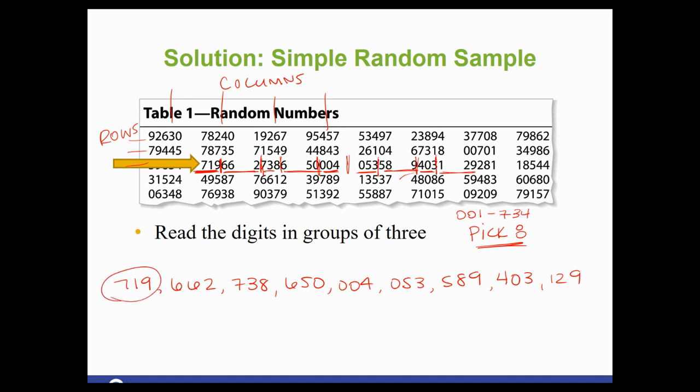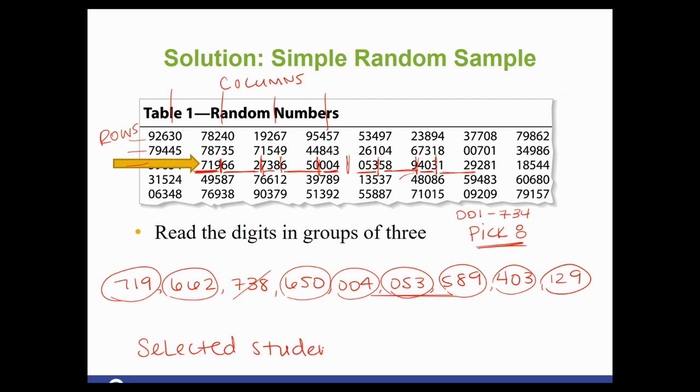So this one isn't within that range. This one's within that range. If we're going with 734, this one is not. This one is, this one is, this one is, this one is. 1, 2, 3, 4, 5, 6, 7, 8. Those would be my selected students.